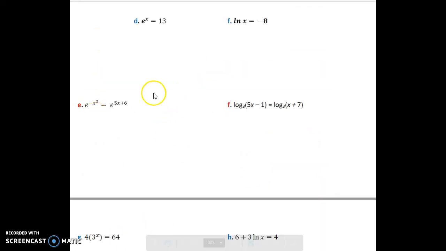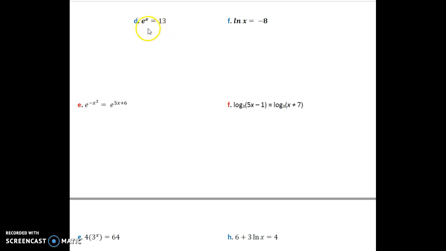In our next example, D, we have that e to the x is equal to 13. Once again, e is that irrational number that continues forever and ever. Its approximate value is about 2.718. There's no way that I know what is the power on 2.718 something that will give me 13? It looks like I'm stuck. I don't know what the answer is.